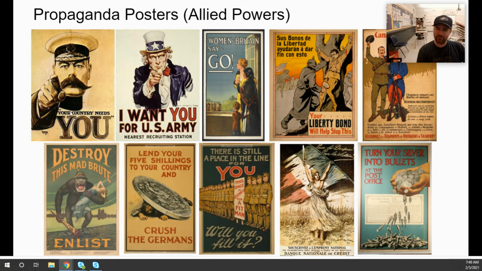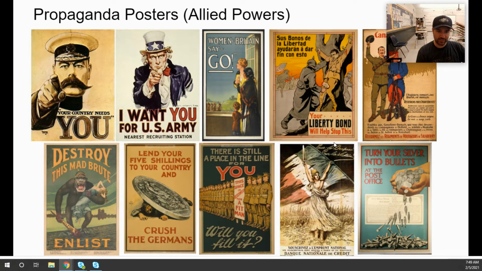But this is trying to invoke that sense of nationalism. Like, your country needs you. You can't just sit there and ignore it. Women of Britain say go. This is invoking that you're doing this to help and protect the women and such. You just don't say no to women, right?